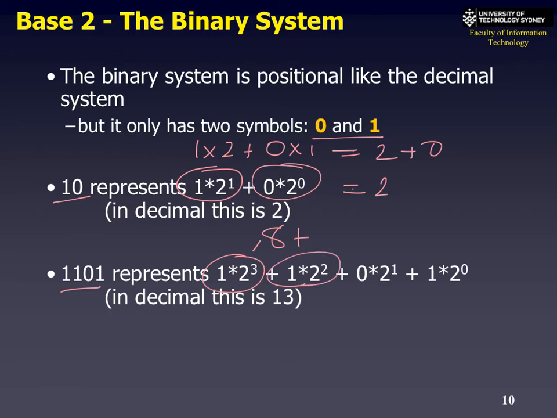1101, well that represents 1 times 2 to the 3, which is equal to 8. 1 times 2 to the 2, which is 4. 0 times 2 to the 1, so that's 0 times 2, which is equal to 0. Plus 1 times 1, which is 1. So 8 plus 4 plus 1 equals 13.